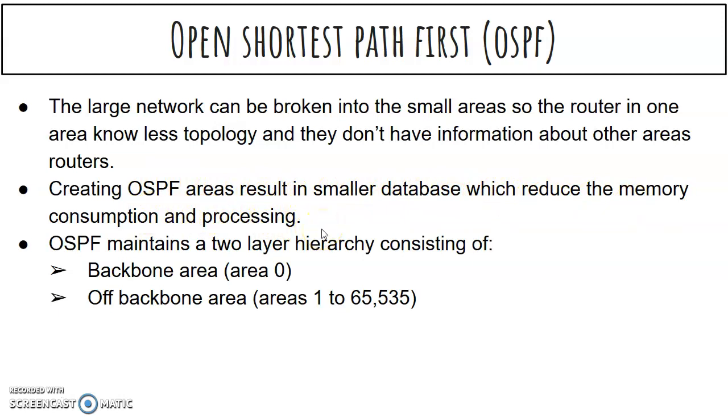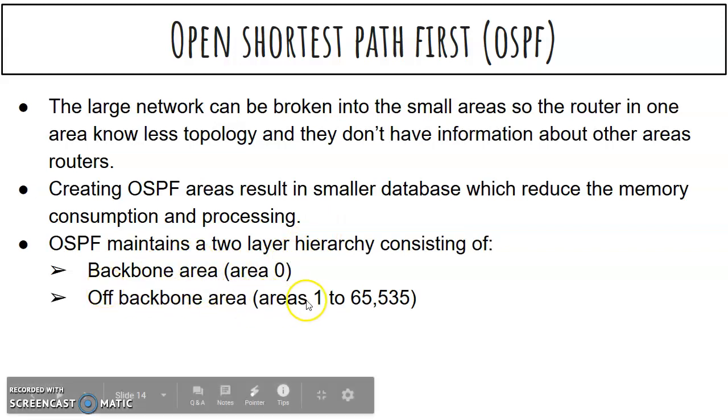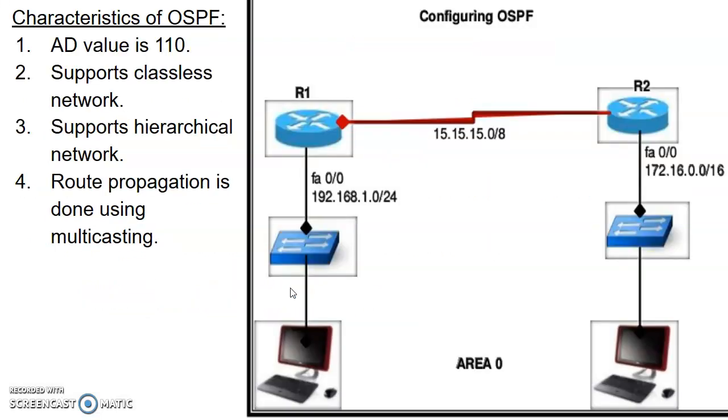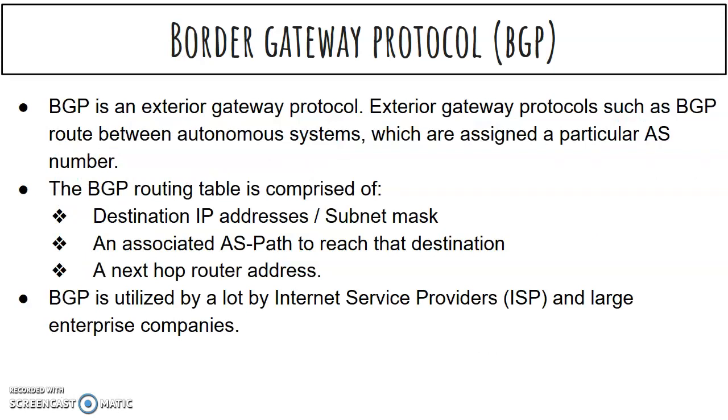Okay, so OSPF maintains a two-layer hierarchy consisting of backbone area and off-backbone area. So like I said, one will be the backbone area and then other areas. And some characteristics of OSPF: the AD value is 110, and it supports hierarchical networks, just like we saw a backbone network and off-backbone network, and route propagation is done using multicasting. Basically, it can send information in groups. Okay, so we have completed our interior routing protocols.